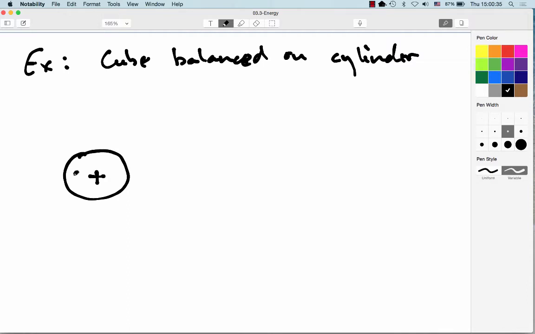We'll put my origin right there. Nominally, I would have had my cube sitting perfectly on here, but let's say I put it just off to the side a little bit. Just barely. So we're just barely off a little bit, and we're off by some angle theta.